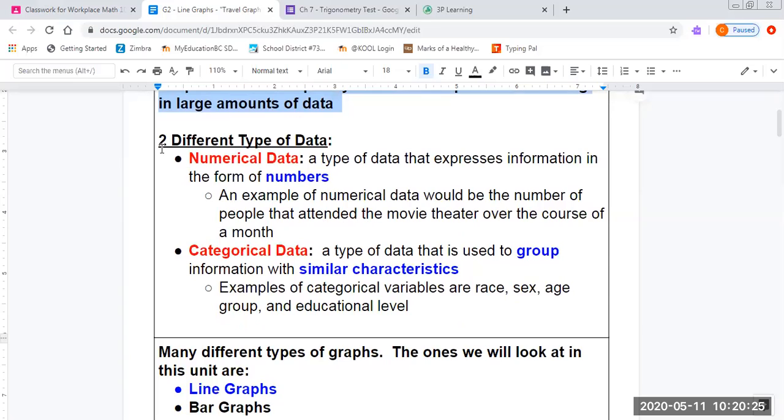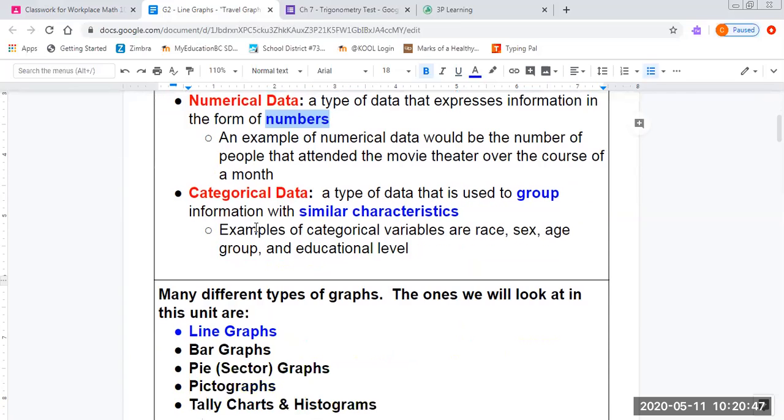Now, once again, there are two different types of data. Not always will it be numbers per se. There is what we call numerical data, which, as the name would suggest, includes numbers. An example of this would be the number of people that attended the movie theater over the course of a month. We can easily count that. We can have that information in number form.